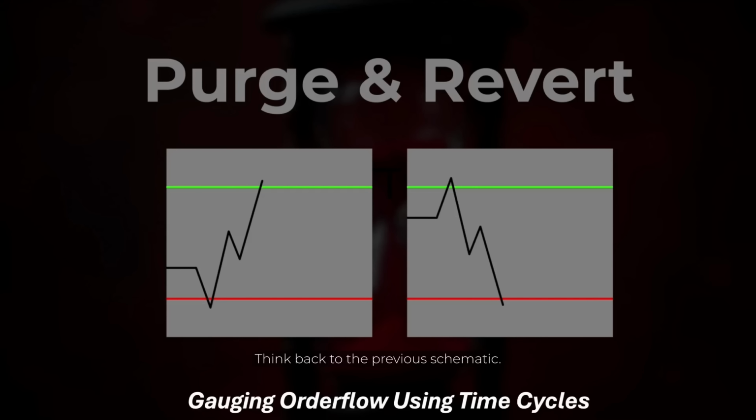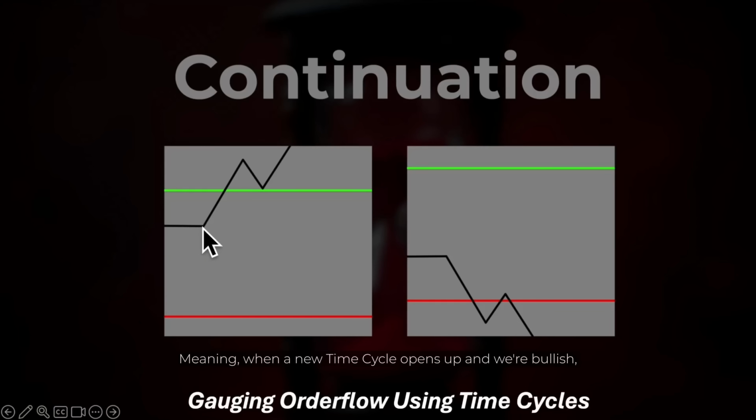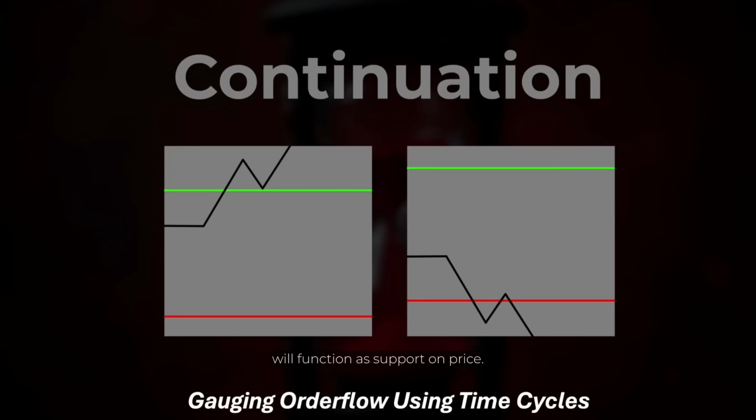Think back to the previous schematic. Another possibility is that when a time cycle with respective high or low gets taken out, we see continuation taking place. Meaning, when a new time cycle opens up and we're bullish, we're expecting that the market is going to be repriced above the previous cycle high, and then we anticipate that that previous cycle high will function as support on price. If we would be bearish, it would look the opposite, where we would be looking for lower prices and for the market to drop below the previous cycle low, and from that moment in time, we anticipate that the previous cycle low is going to function as resistance on price, so that the order flow can continue to be bearish.